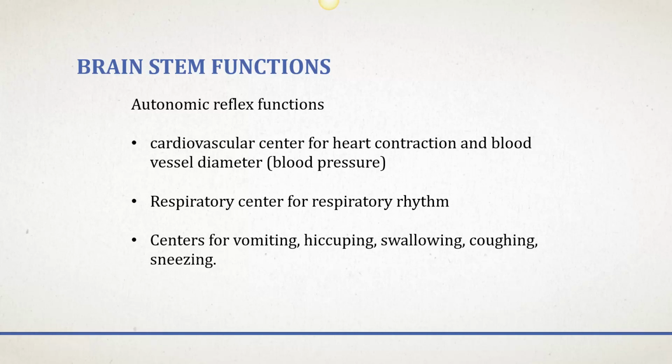So together, the brainstem is responsible for autonomic reflexes. Cardiovascular center for heart contraction and blood vessel diameter, which can help regulate blood pressure. It's the respiratory center for respiratory rhythm. And these are the centers for vomiting, hiccuping, swallowing, coughing, sneezing, and even yawning.